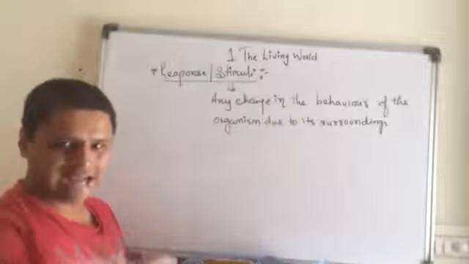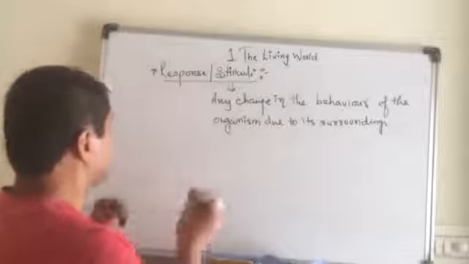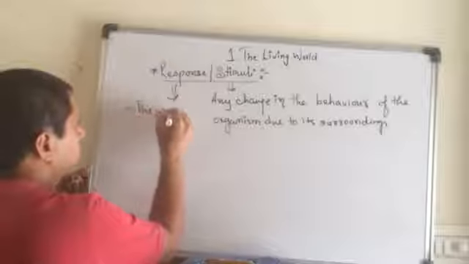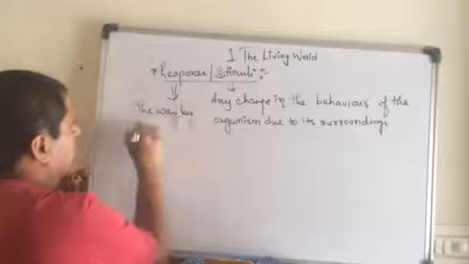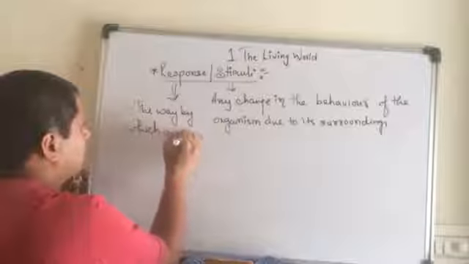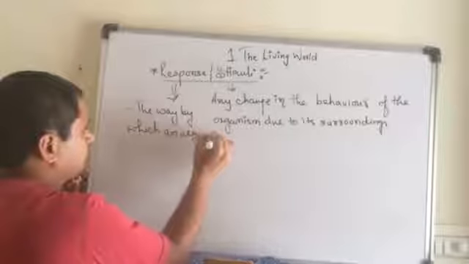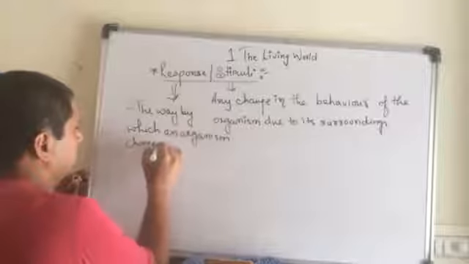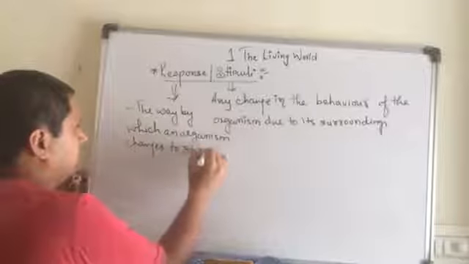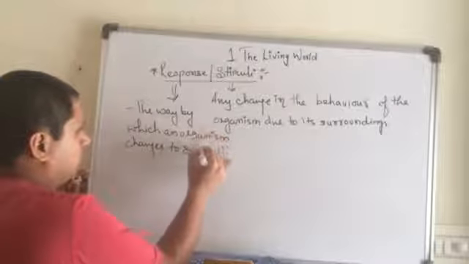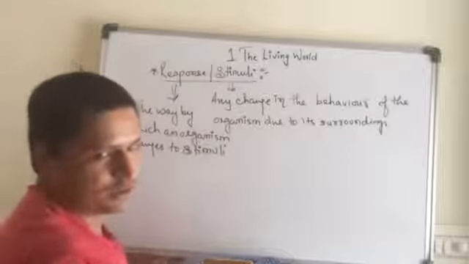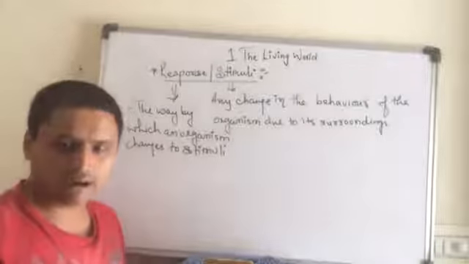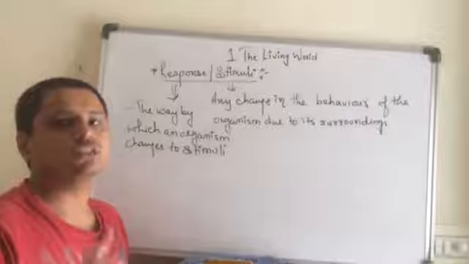But the way you reacted is known as what, class? Response. That is the way by which an organism reacts to stimuli. It is known as what, children? Response. Now, plants, animals and human beings, these three organisms, they respond to stimuli.